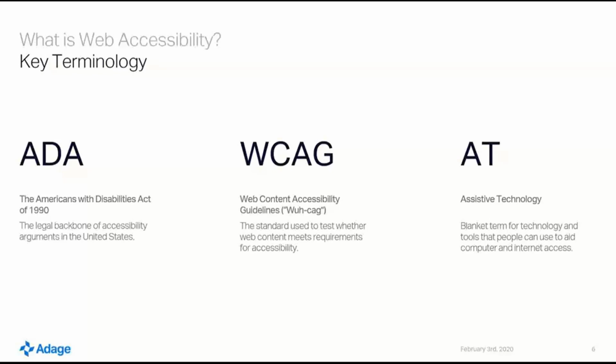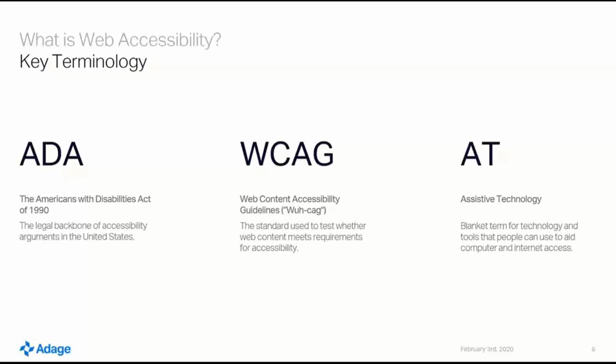First, some key terminology. These are acronyms that you might see anywhere in the context of web accessibility. First is the ADA. This is the Americans with Disabilities Act of 1990, and it is the legal backbone of accessibility arguments in the United States. The act prohibits discrimination based on disability in any context, including the web. And contrary to the way some people use it, the ADA is not interchangeable with the term accessibility. The ADA is only applicable in legal contexts and only in the US.